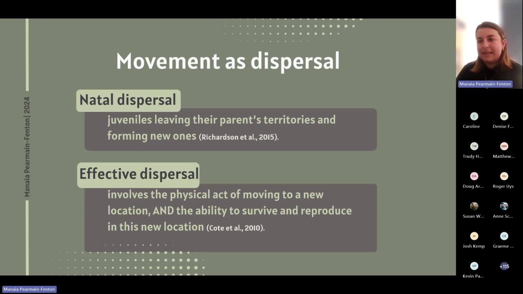So when territorial species raise their young, the parents will kick their offspring out once they're able to fend for themselves. This is known as natal dispersal. But effective dispersal combines this physical act of moving to a new location with the ability to survive and reproduce in these new areas in the long term.